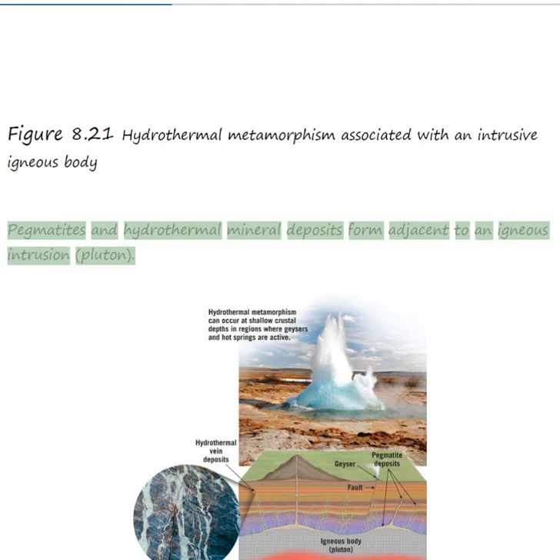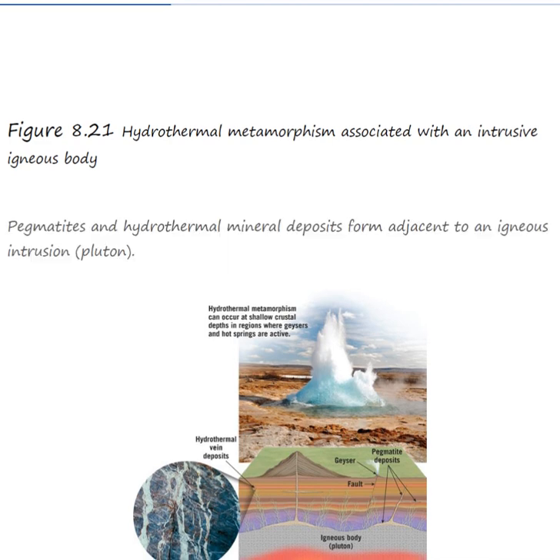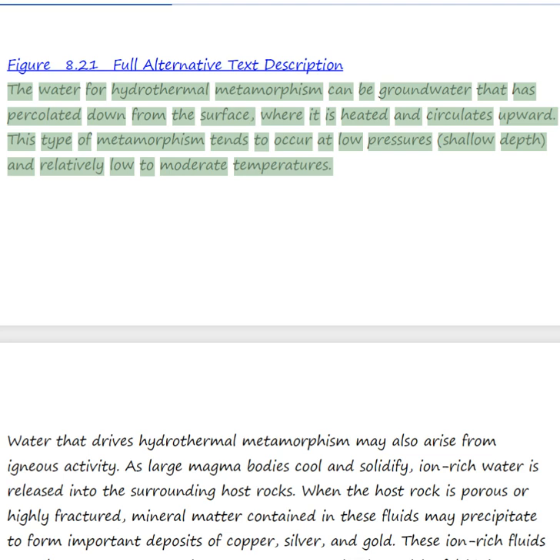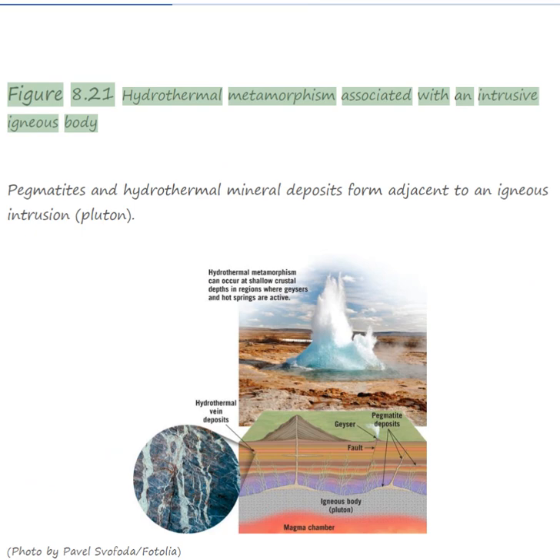Figure 8.20 Rocks produced by contact metamorphism. Pegmatites and hydrothermal mineral deposits form adjacent to an igneous intrusion. The water for hydrothermal metamorphism can be groundwater that has percolated down from the surface, where it is heated and circulates upward. This type of metamorphism tends to occur at low pressures and relatively low to moderate temperatures. Figure 8.21 Hydrothermal metamorphism associated with an intrusive igneous body.